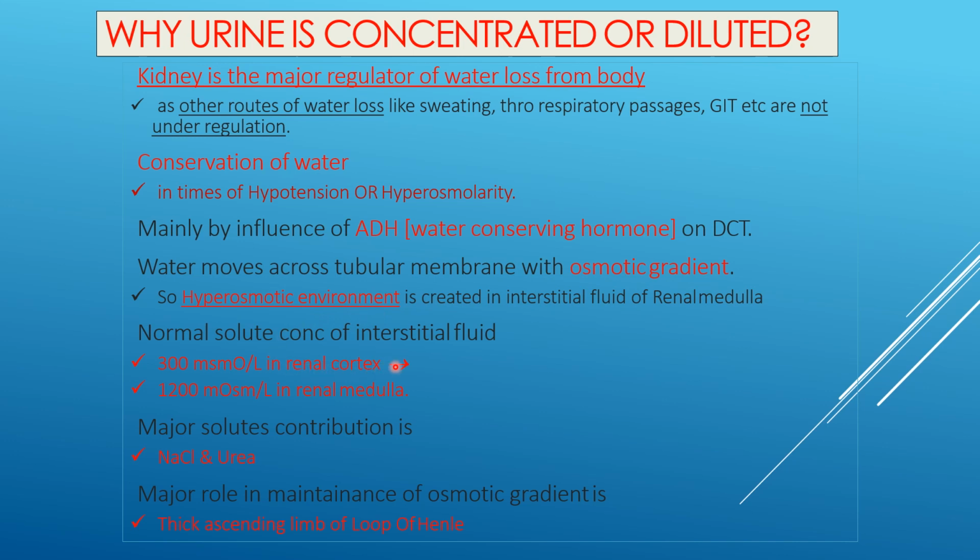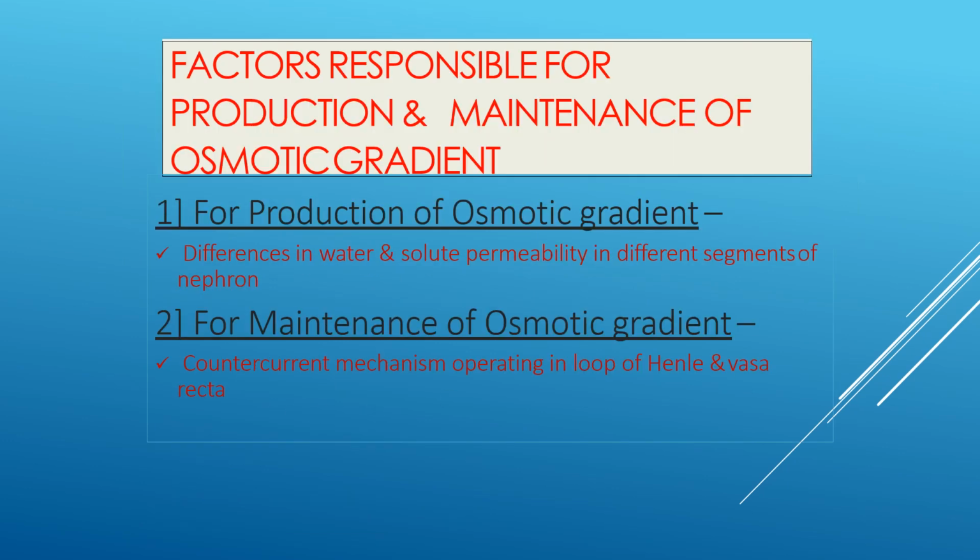The normal solute concentration of interstitial fluid is 300 milliosmoles per liter in the renal cortex and 1200 milliosmoles per liter in the renal medulla. The major solutes contributing to this concentration and dilution are sodium chloride and urea. And the major role in maintenance of the osmotic gradient is played by the thick ascending limb of the loop of Henle. So this plays a very important role in maintaining this osmotic gradient across the renal cortex and medulla.